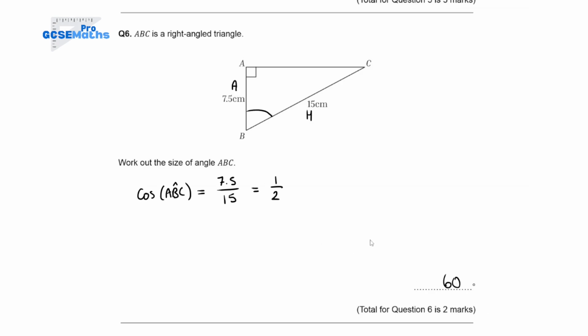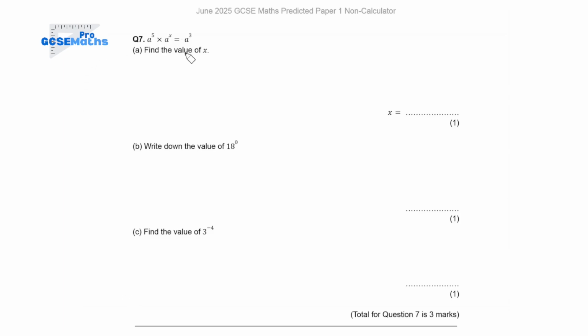So that last bit you just need to convert yourself. Which cos value equals a half? Well, 60. Question 7. a to the power of 5 times a to the power of x is equal to a to the power of 3. Find the value of x.